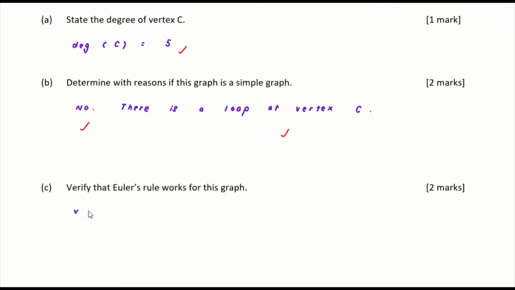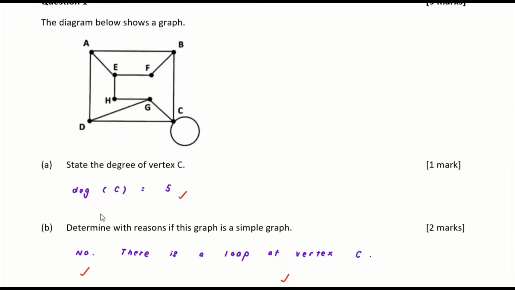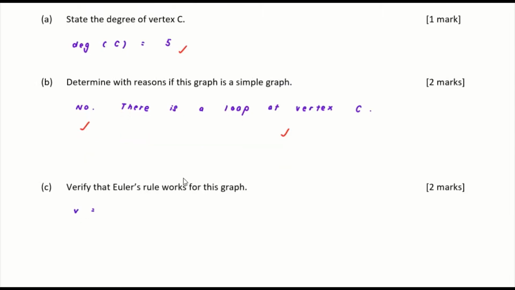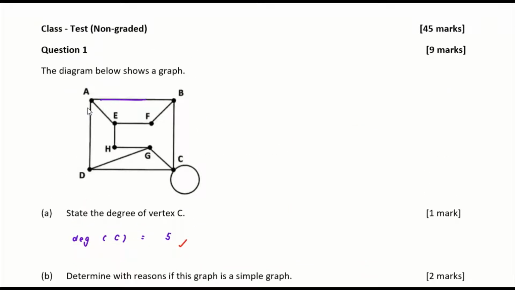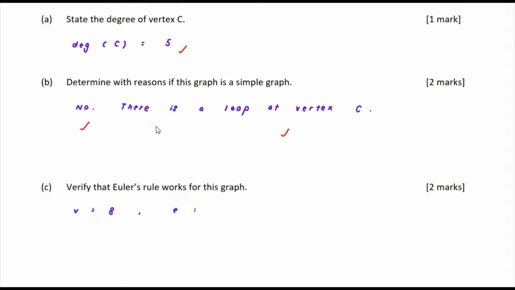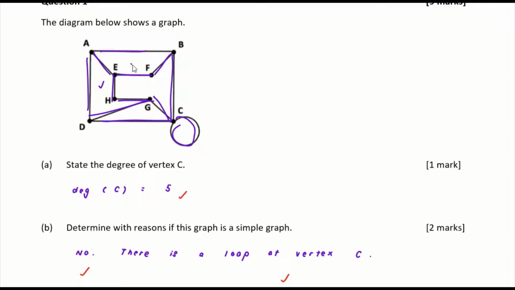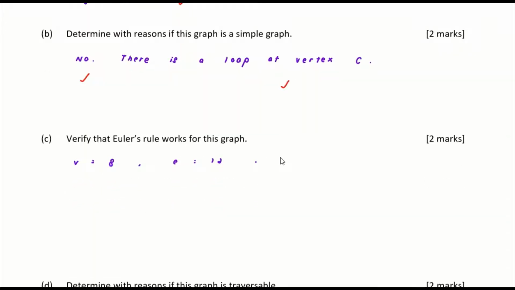We start with the vertices. How many vertices do we have? 1, 2, 3, 4, 5, 6, 7, 8. So there are 8 vertices. Then, how many edges do we have? 1, 2, 3, 4, 5, 6, 7, 8, 9, 10, 11, 12. So we have 12 edges. The faces, the regions: 1, 2, 3, 4, 5, and remember the outside. So that's 6 faces.